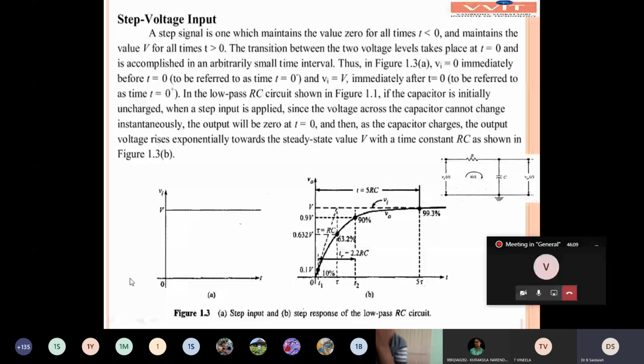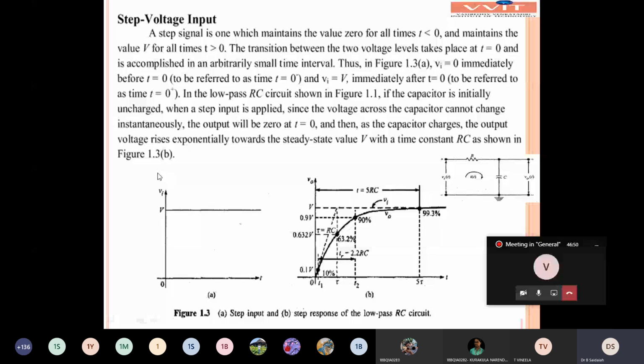For t less than 0, this is the t equal to 0 point, the origin. From the left-hand side, the x-axis will be negative values of time. So for negative values of time, t less than 0, the voltage magnitude is equal to 0, and at t equal to 0 plus, some positive value of time, the step voltage is maintained at a constant value for positive values of time, t greater than 0. Now a sudden change will occur at t equal to 0. That is the theory part; the step waveform is defined this way.